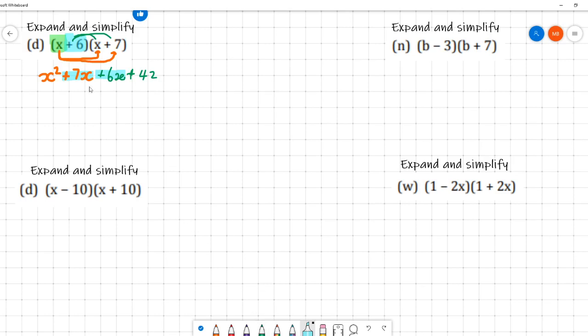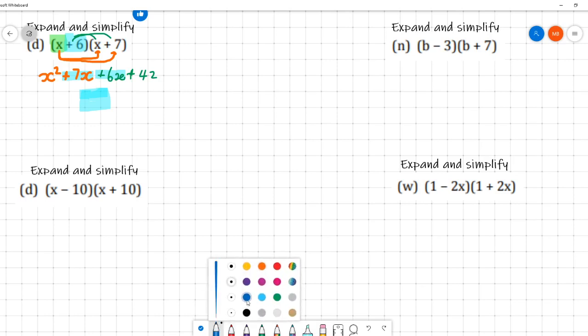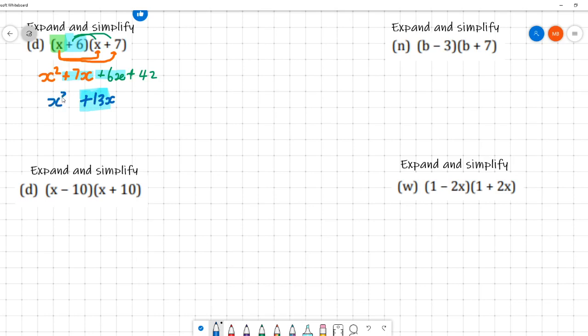So we're going to go ahead and collect those two terms together, and 7x plus 6x is going to give us 13x. So I'm going to go ahead and write plus 13x. That's what that gives us there. There is nothing that I can collect with the x squared, so that will stay the same. And there's nothing I can collect with the plus 42, so that's going to stay the same. And my final answer is that.